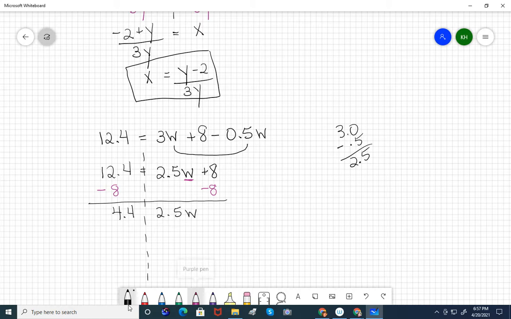Okay? So our next step, of course, will be to try to get the w completely alone. We're going to divide by 2.5 and divide by 2.5. So now we need that calculator. 4.4 divided by 2.5 is 1.76. So now let's do it in black. 1.76 is equal to w, and that would be your solution to that equation.